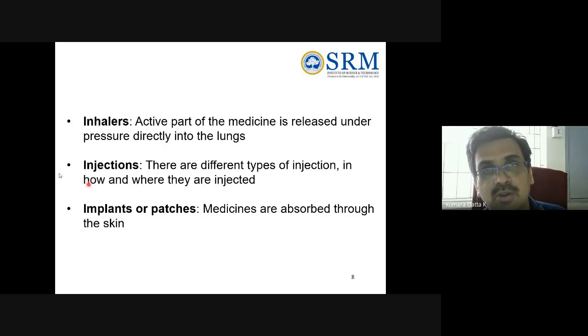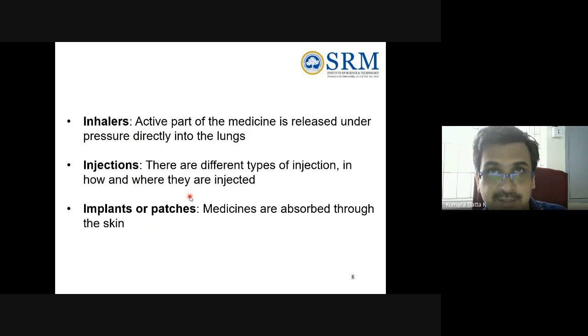And you are all aware of terminology like inhalers. Inhalers are also part of medicine, where by applying pressure, the medicine is released into the lungs. And the most relatively painful of all these things are injections.